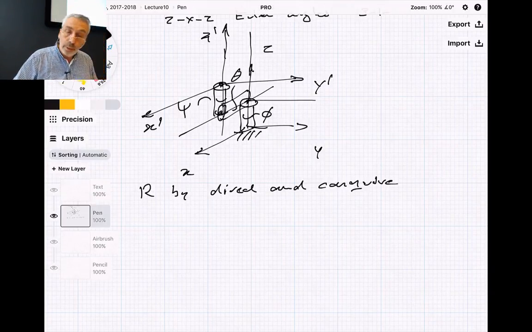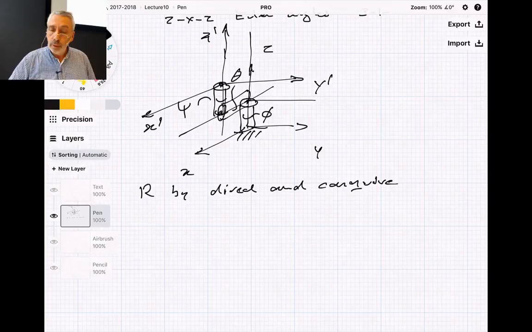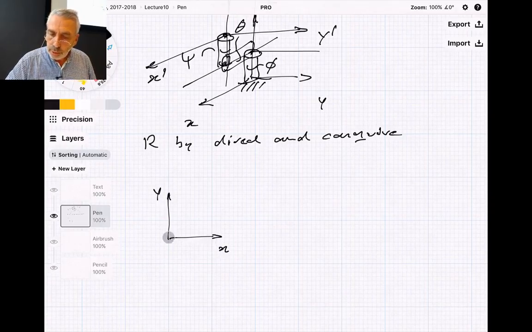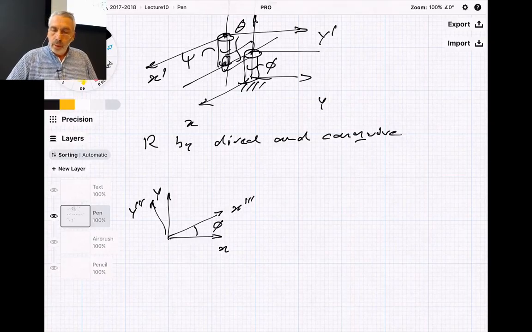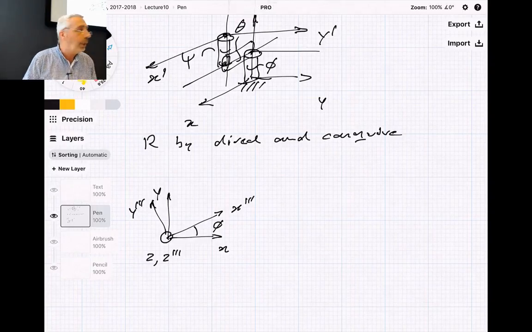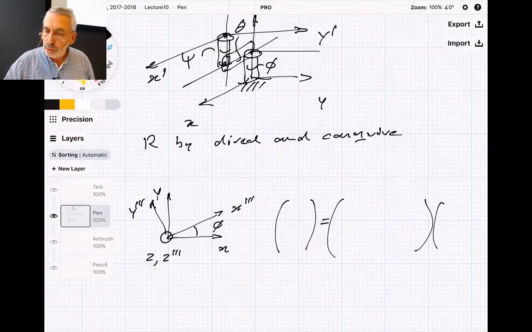So the first step in the rotation is a rotation about the z-axis, and we are already very familiar with that. So if we just draw a system where we have the x-axis, y-axis, and here x with a triple prime, because it's like some intermediate coordinate system, and here a y with a triple prime, and I have an angle phi here, then of course I have here my z-axis and also my z triple prime, because the z-axis is the one about which I'm rotating, so that doesn't change. And then I can readily write down what my rotation matrix is for this one.